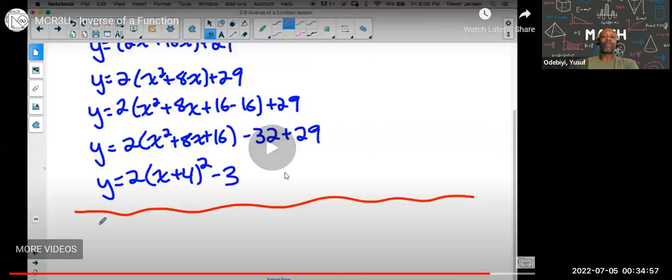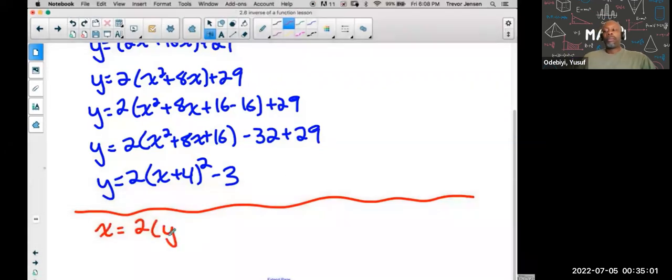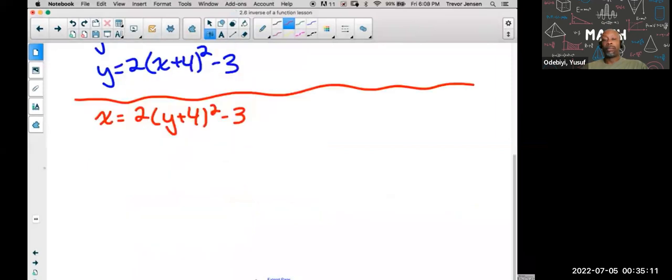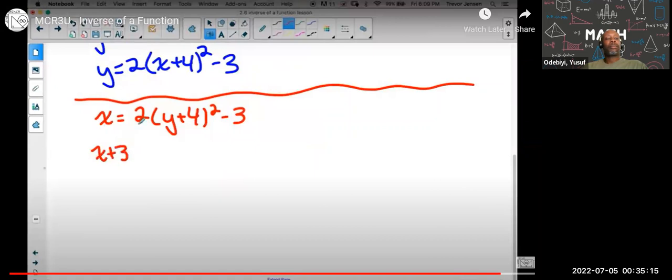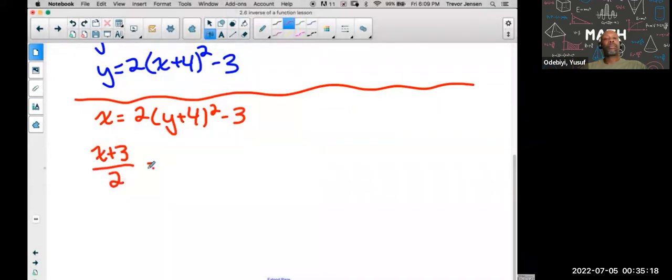So here we go. x and y. So x equals 2 times y plus 4 squared minus 3. Now we'll isolate the y, move the minus 3 over, we get x plus 3. We'll also have to divide by the 2.